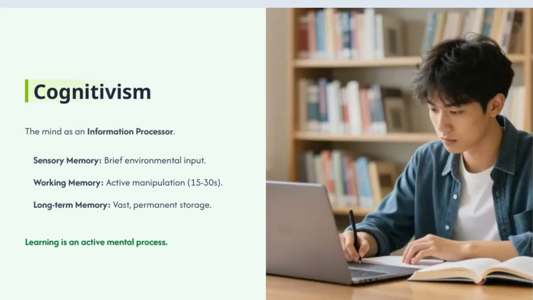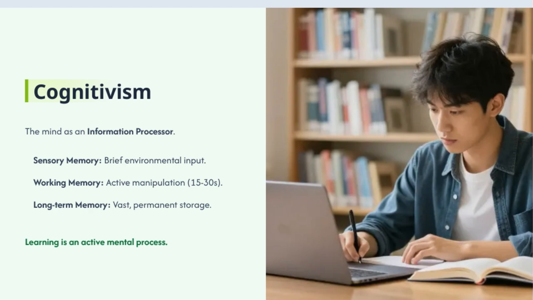Learning is an active mental process, meaning that our minds don't just passively absorb information. Instead, we engage with it, analyze it, and make sense of it through active thinking. When we talk about memory, there are different types to consider. Long-term memory is like a vast, permanent storage system. It holds all the knowledge and experiences we've accumulated over time. Working memory, on the other hand, is more like a mental scratchpad. It's where we actively manipulate information for about 15 to 30 seconds, like when we're doing mental math or remembering a phone number just long enough to dial it.